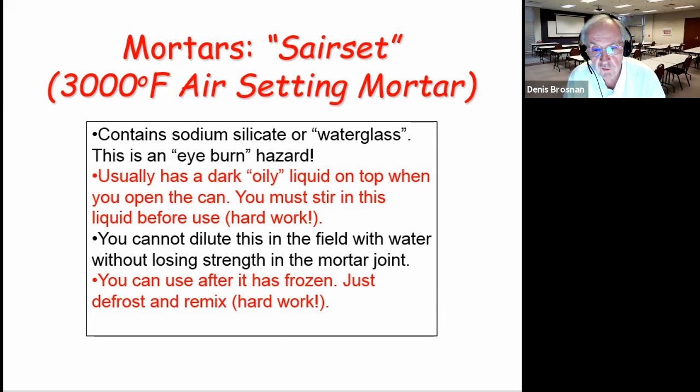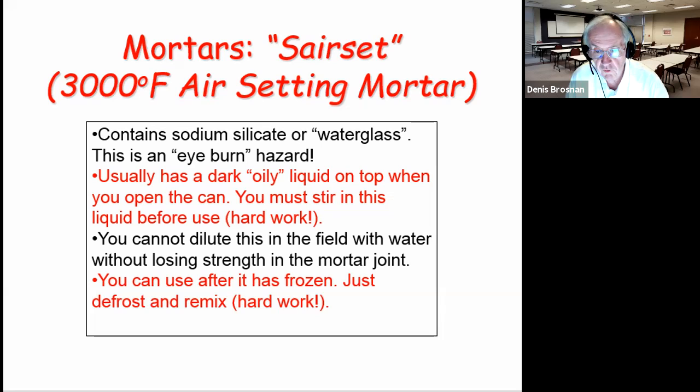If it's a prepackaged wet mortar, you're going to open the can and there's going to be some water separation. It looks like a dark oily liquid is on the top. You simply remix it in the can before you use it manually. It's not an easy job to manually remix it with a trowel.